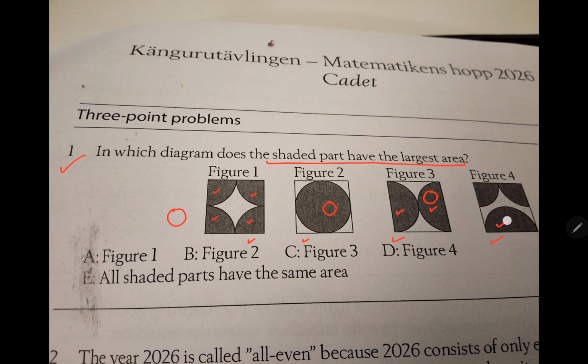And here this is one semicircle and 2 quarter circles, and it will also become one complete circle. So if you see here, all these 4 shaded areas are full circles. So we will say that all shaded parts have the same area, right? So I hope you understood this.